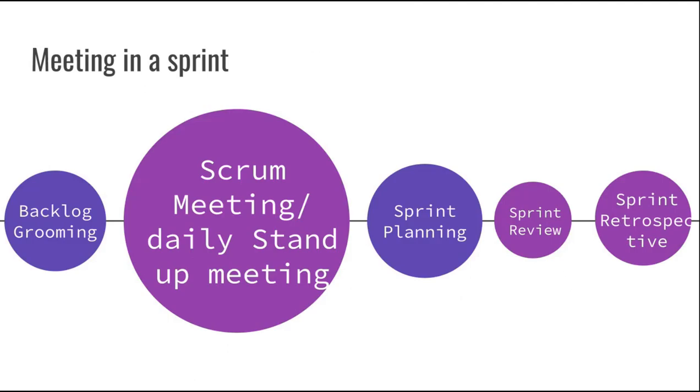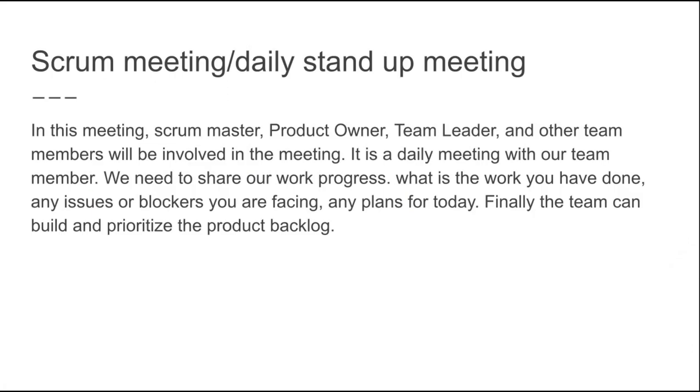The Scrum meeting, which we also call the daily stand-up meeting. All the team members need to join this one. The Scrum Master, product owner, team leader, and other team members will be involved. It mainly happens in the morning. We need to share our work progress: what work you have done, any issues or blockers you are facing, and any plans for today. Finally, the team can build and prioritize the product backlog.